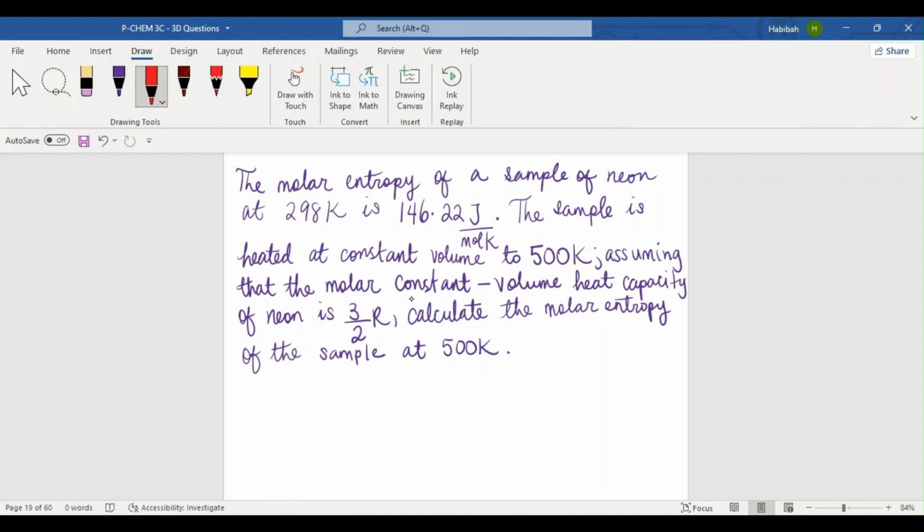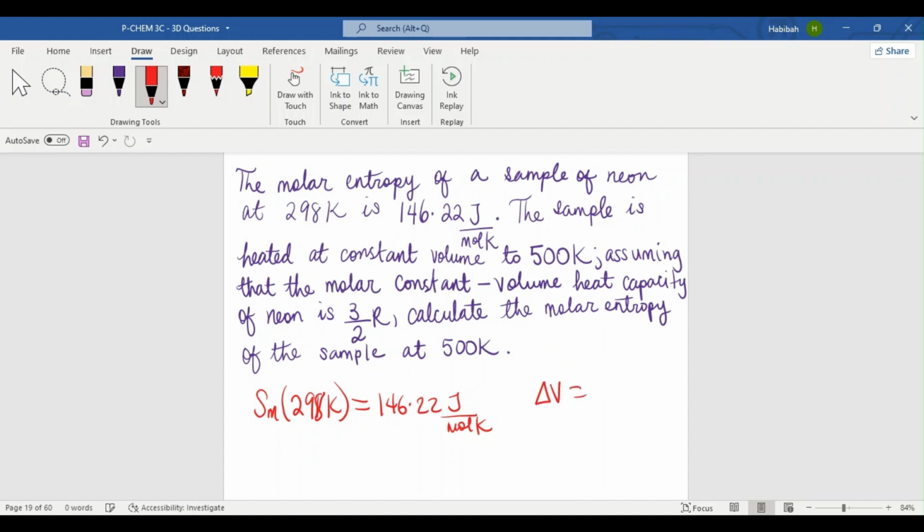So the first thing you have to do whenever you have a question like this is write out the parameters. We're told that the molar entropy of a sample of neon at 298 Kelvin is this. So the molar entropy at 298 Kelvin is 146.22 joule per mole Kelvin. The sample is heated at constant volume. So this is a constant volume process.